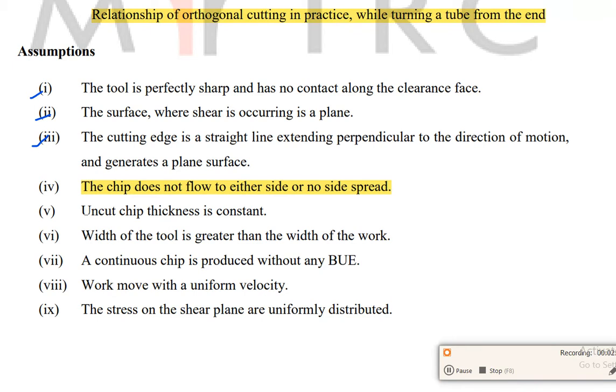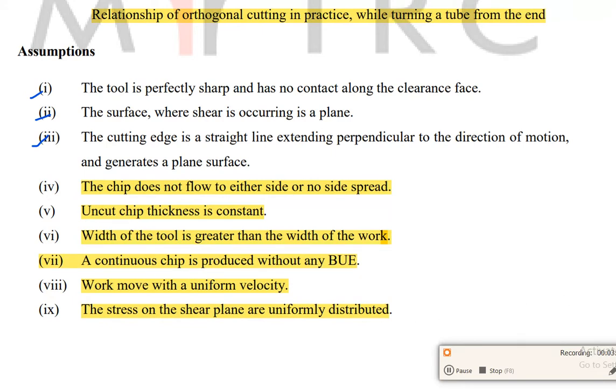Next, the uncut chip thickness should be constant, and the width of the tool is greater than the width of the workpiece. Next, the continuous chip is produced without any built-up edge, the work moves with a uniform velocity, and the stresses on the shear plane are uniformly distributed. So these are the main assumptions for orthogonal cutting.